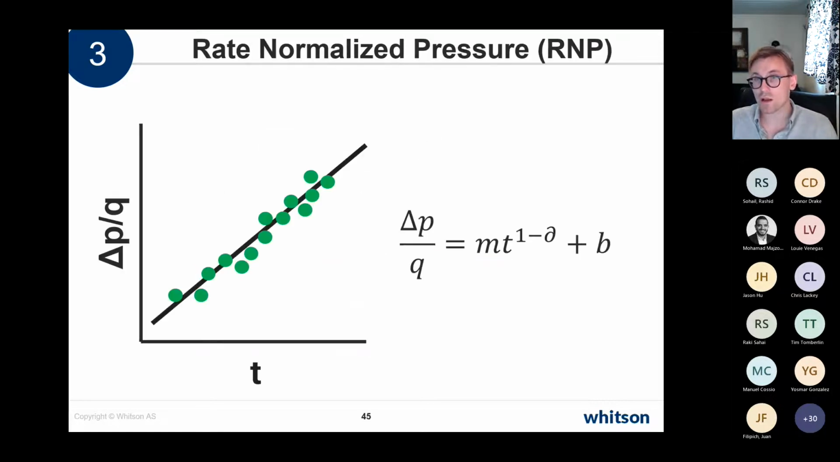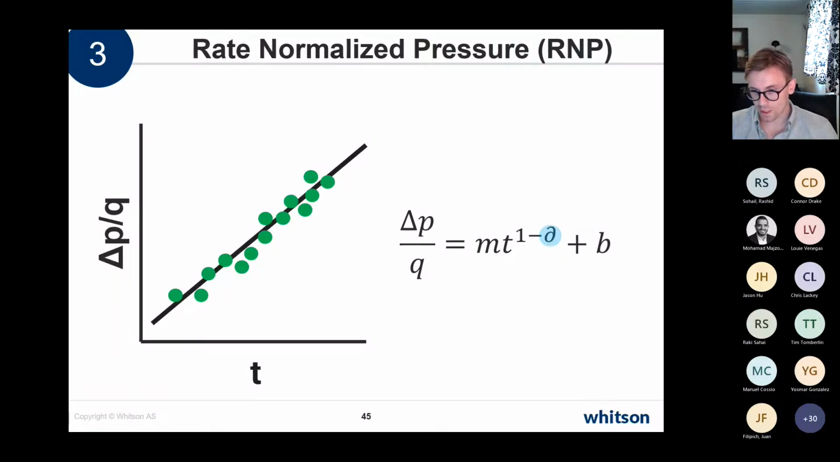And how do you quantify delta? You just plot your rate normalized pressure. Remember, that's exactly the same stuff we did for the classical RTA plot. The only difference is that we're not plotting it versus square root of time. We're plotting it on a log-log plot. And with that, we can just fit the power law through it, and all of you guys will do that in the course today. And this delta parameter right here is a value that should be between 0.5 and 0.